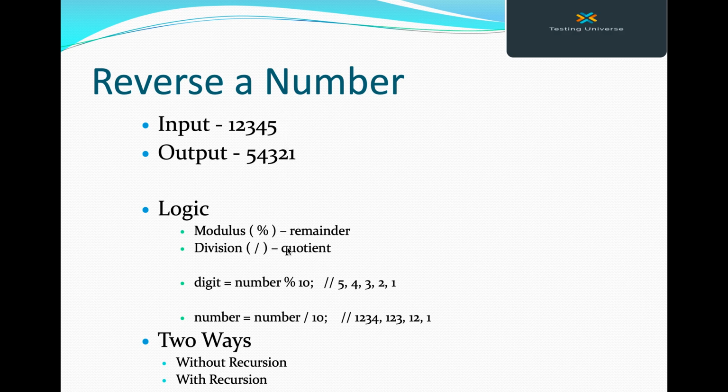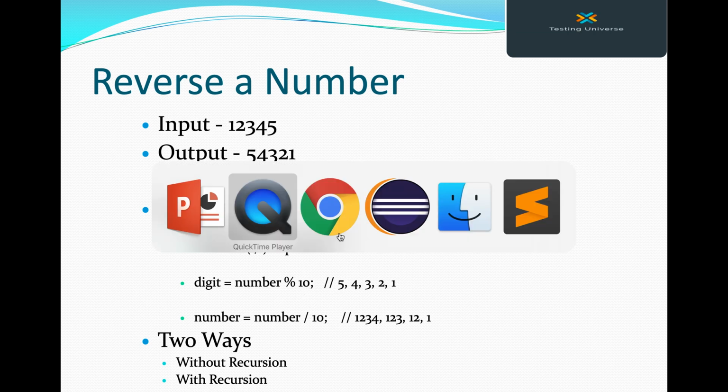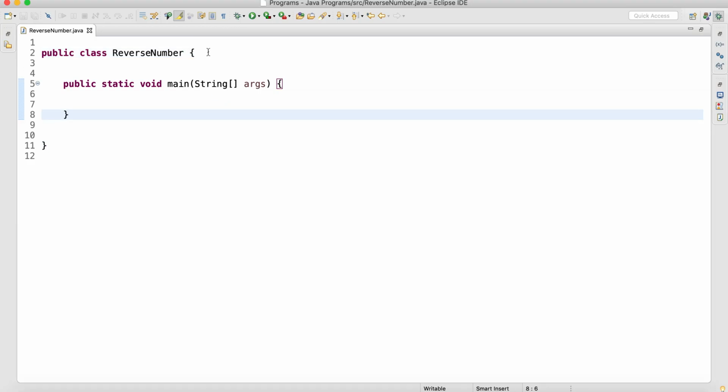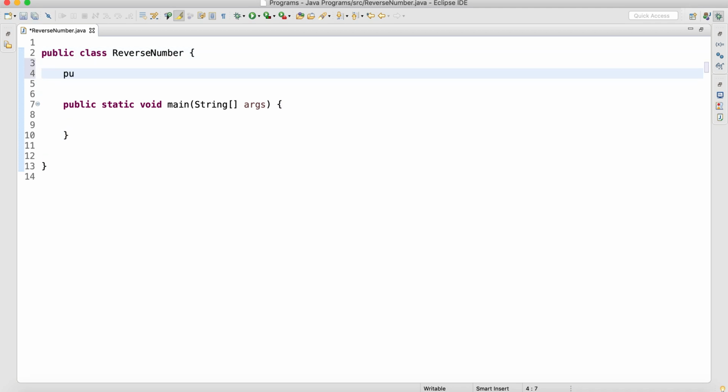So this is how we have to use these two operators to write the logic, and then we can write this particular program in two ways. One is the non-recursive way and then the recursive way. Let us see both the ways in our Eclipse. So I'm going to create or write a method, public void without recursion.